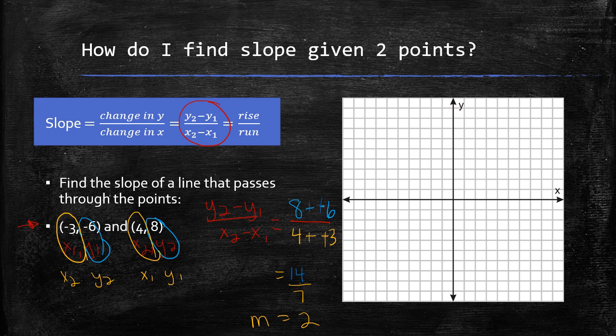Now you could, in theory, go ahead and graph this to check. You could graph your 2 points. This is just another way that you could do it. So you could go over -3 and then down 6. 1, 2, 3, 4, 5, 6. And then my other point is at 4, 8. So over 1, 2, 3, 4, and up 8. 1, 2, 3, 4, 5, 6, 7, 8.